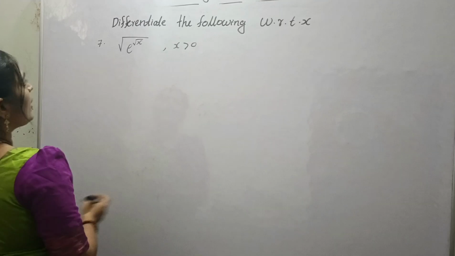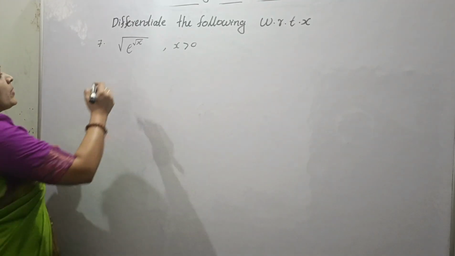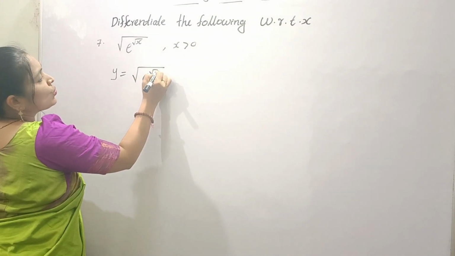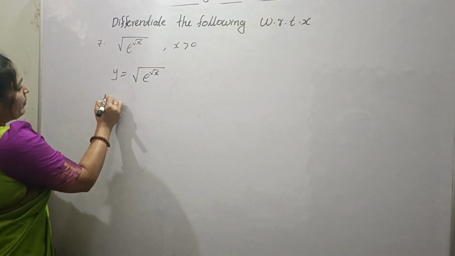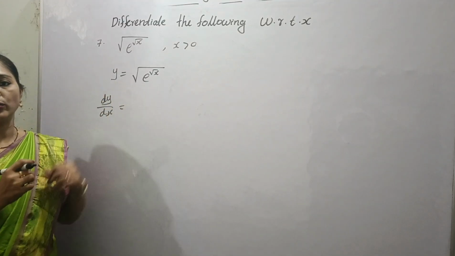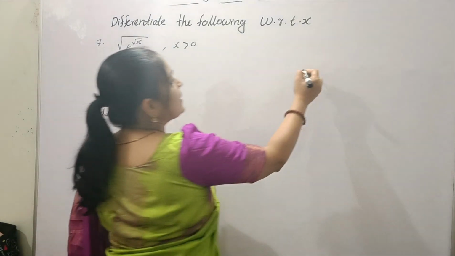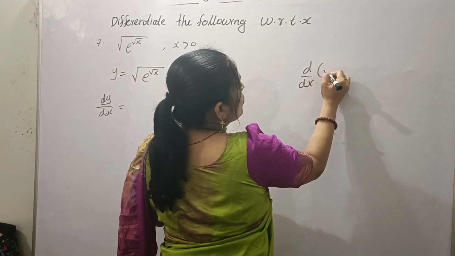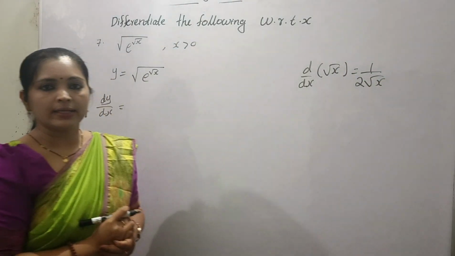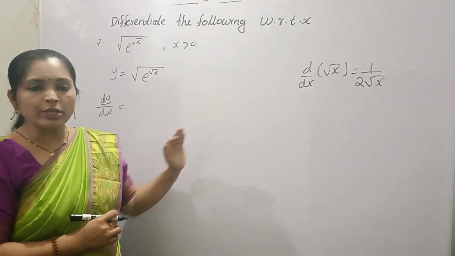Differentiate square root of e raised to root x with respect to x, where y is square root of e raised to root x. So dy by dx is equal to, see, first we will take the derivative of square root. This is square root. So what is the derivative of root x? d by dx of root x is 1 by 2 root x. Right? 1 by 2 root x. So derivative of root x is 1 by 2 root x.